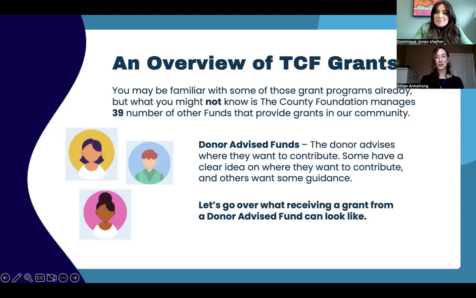Okay, so now that we've done a recap of the grant programs that I think most organizations who have applied for a grant through us would be familiar with, on the flip side, we have about 39 funds that we manage in the background.